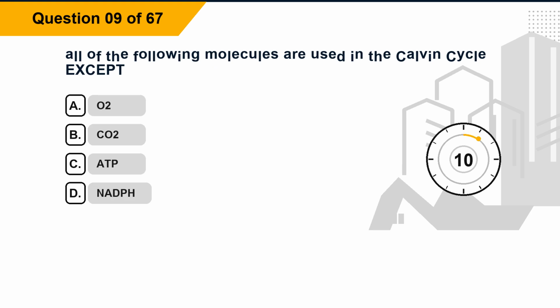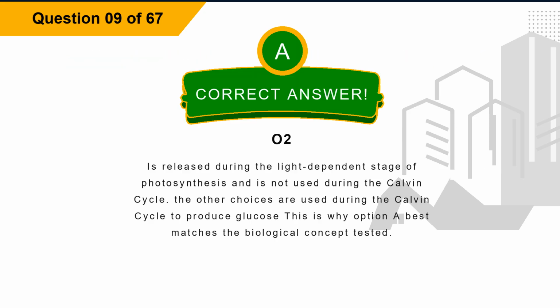Question 9. All of the following molecules are used in the Calvin cycle except option A, oxygen. Option B, CO2. Option C, ATP. Option D, NADP. The correct answer is option A, oxygen. Explanation: Oxygen is released during the light-dependent stage of photosynthesis and is not used during the Calvin cycle. The other choices are used during the Calvin cycle to produce glucose. This is why option A best matches the biological concept tested.